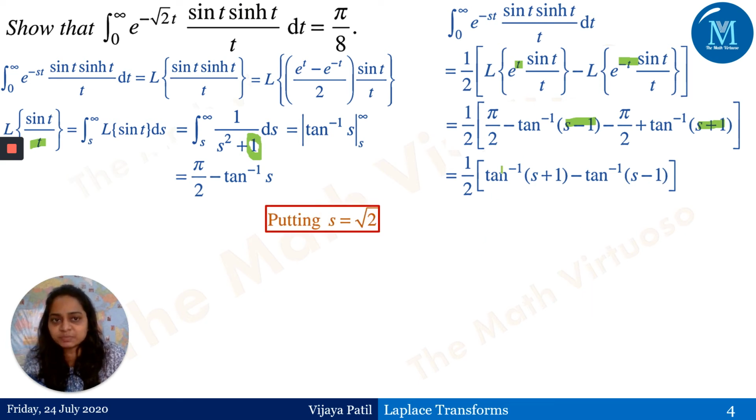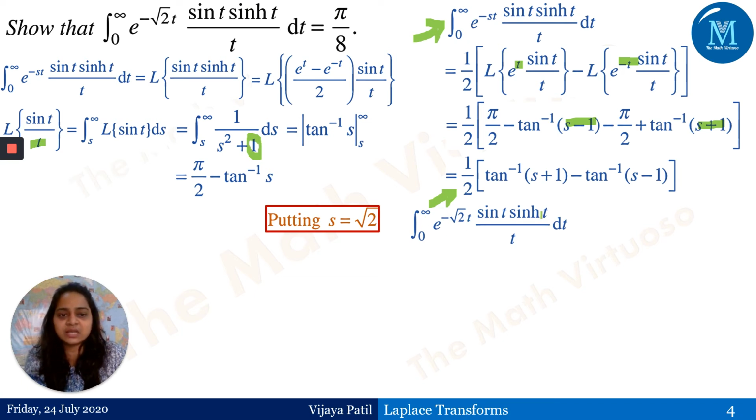Now here at this place, I will put s equals square root of 2. So where will I put that? I will put this s equals square root of 2 here in this and here in this, right? Now, therefore, after putting s equals square root of 2, it is integration 0 to infinity e to the power minus square root of 2 t sine hyperbolic t by t dt, which is equal to 1 by 2 tan inverse of square root of 2 plus 1 minus tan inverse of square root of 2 minus 1.